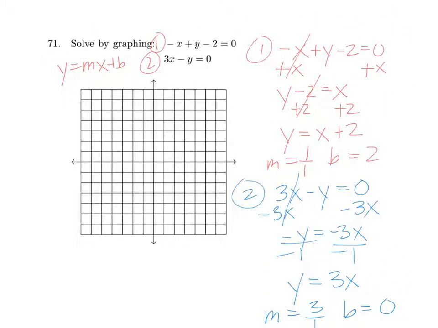So for the first equation, I go up 2, and then I go up 1, right 1, up 1, right 1, down 1, back 1, down 1, back 1. All right, there's my first equation.